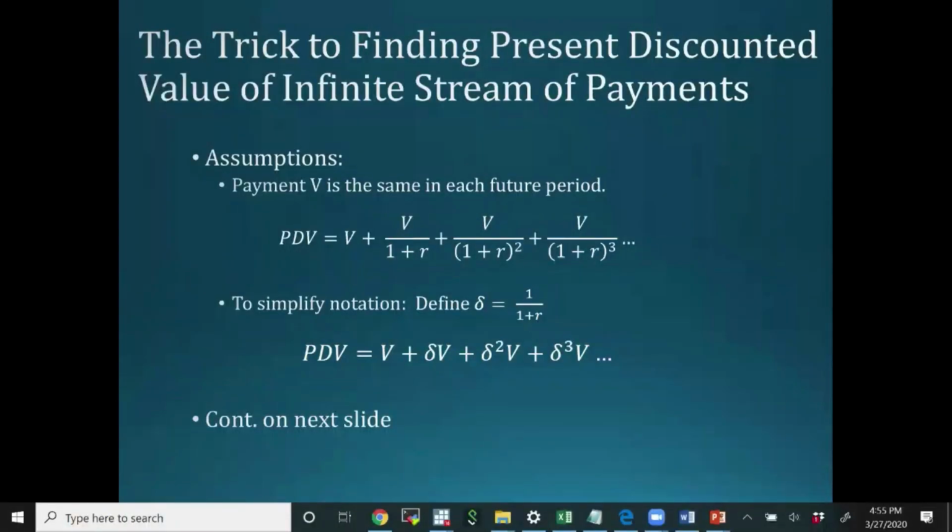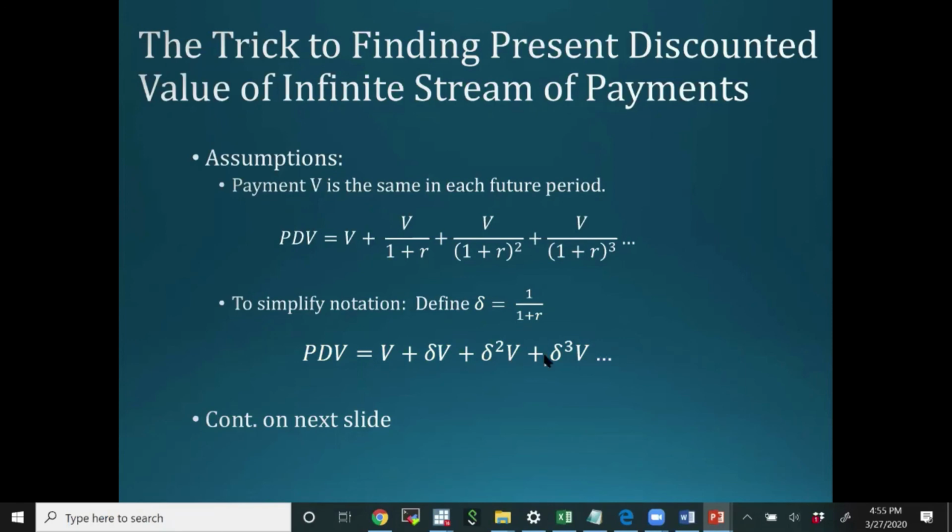Okay, so now what we want to do is come up with a formula that will help us solve for what could be a large sum of different terms. To help us do that, the first thing we're going to do is introduce some new notation. I'm going to introduce this term delta here, and it's going to be equal to 1 over 1 plus the interest rate. That just makes this present discounted formula for the stream of payments look a lot nicer. Before it was V plus V over 1 plus R plus V over 1 plus R squared. With this change in notation, the present discounted value is V plus delta V plus delta squared V, and so on.